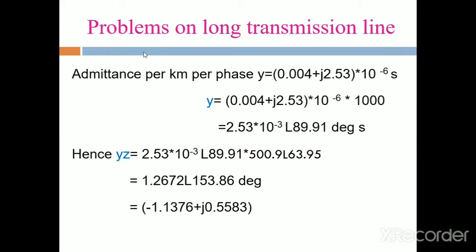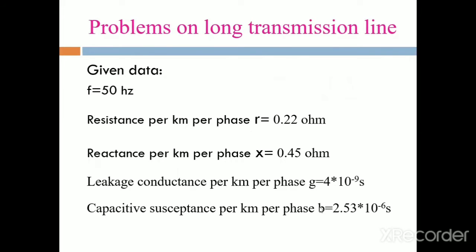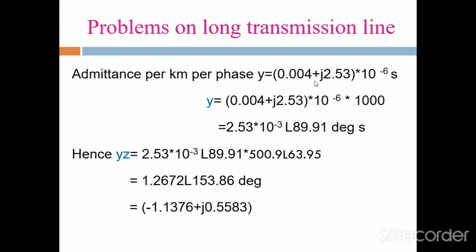Admittance means the Y. What is the formula for that Y? Z is equal to R plus jX, and then Y is equal to G plus jB. What is the value for that G? G is equal to 4 into 10 power minus 9, plus j2.53 into 10 power minus 6 Siemens.